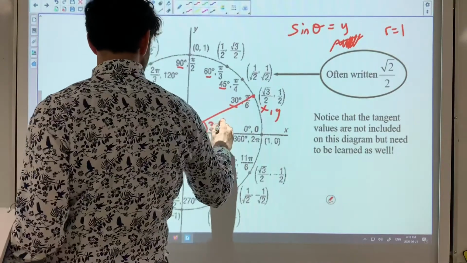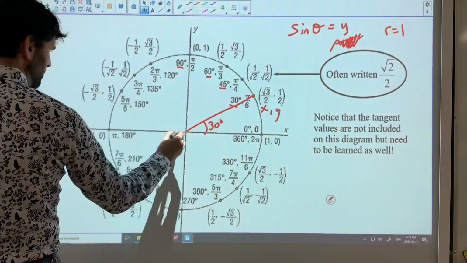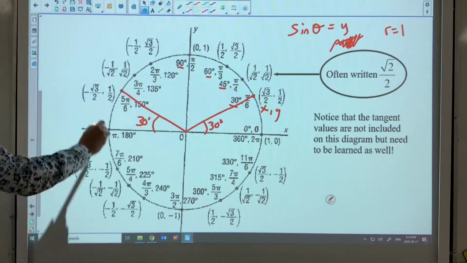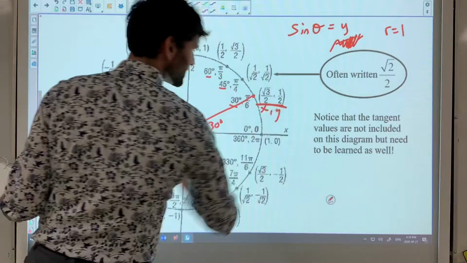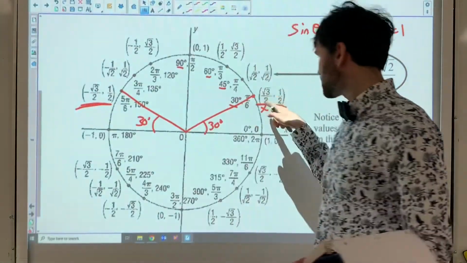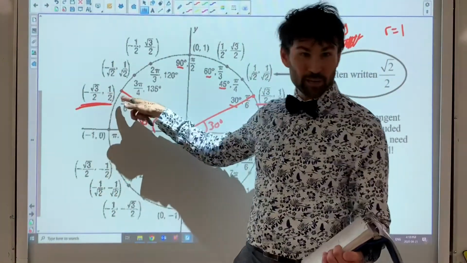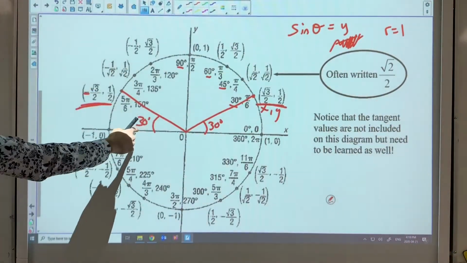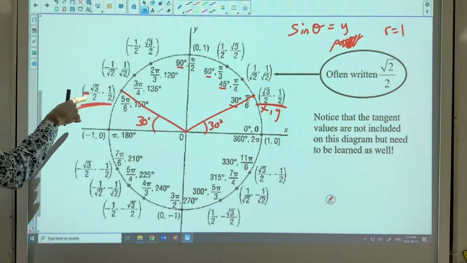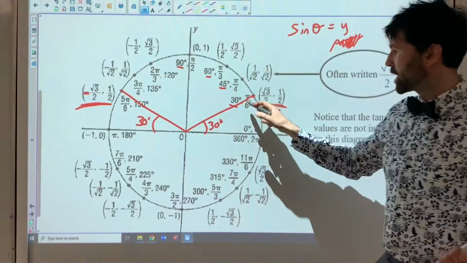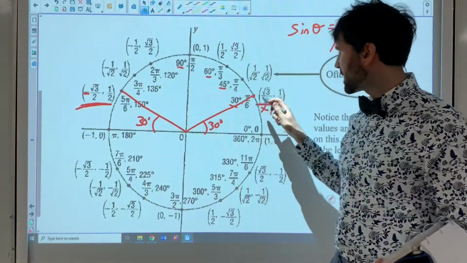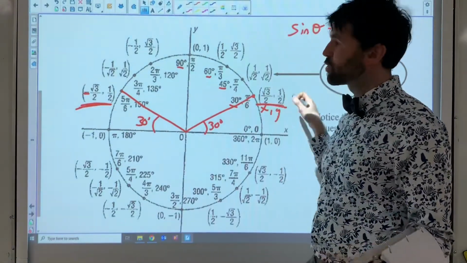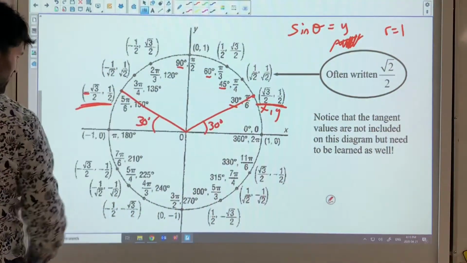Check this out. This is a 30-degree reference angle. Over here at 5 pi over 6, or 150 degrees, that is also a 30-degree reference angle. And look at the coordinate. It's the same coordinate, square root of 3 over 2, 1 half. What's the difference? The sign. Now, what do we know about our x values in quadrant 2? The x values are negative. So if you can memorize pi over 6, then you know that in quadrant 2, 5 pi over 6 is going to have the same exact coordinate, but with a negative sign because x values are negative.